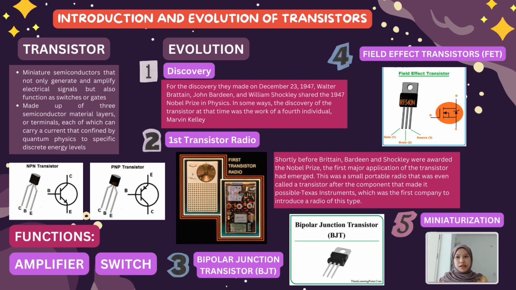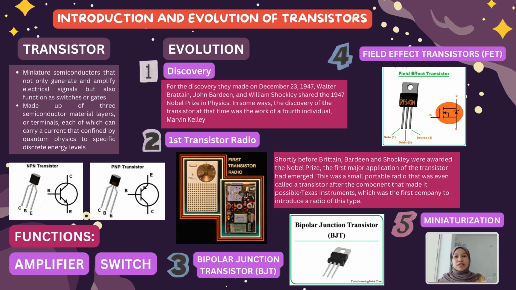First discovery. The discovery was made on December 23, 1947. Walter Brattain, John Bardeen, and William Shockley shared the 1956 Nobel Prize in Physics. In some ways, the discovery of the transistor at that time was the work of one individual, which is Marvin Kelly.